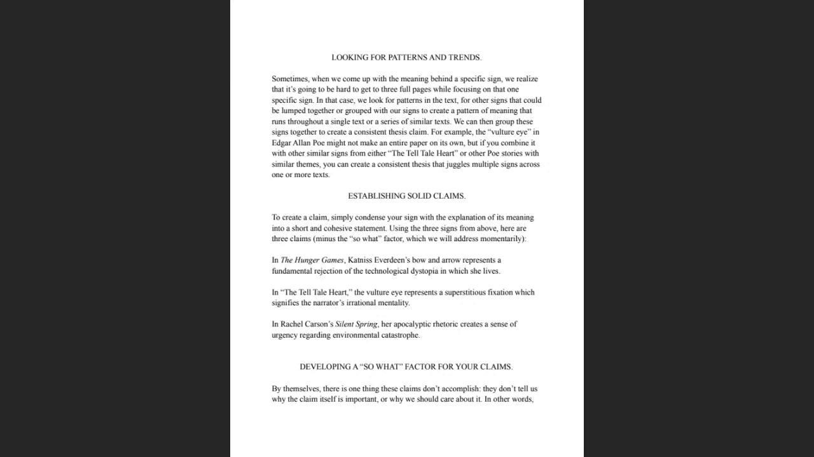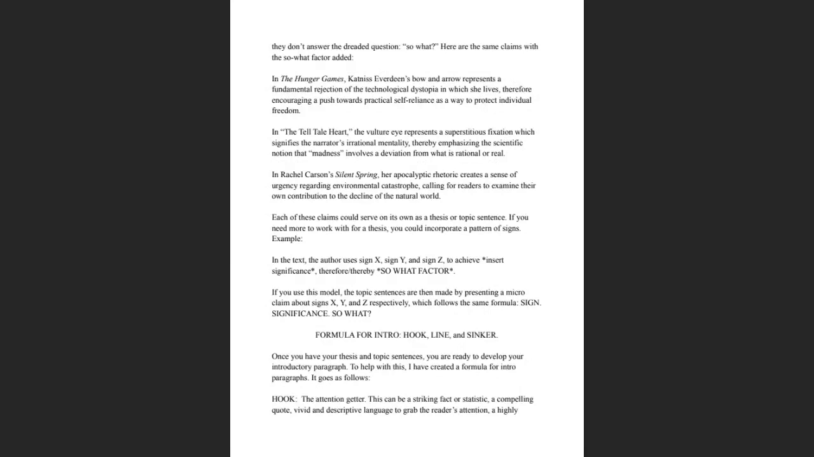The only thing that is missing is the so what factor, so that's what we talk about now. By themselves, there's one thing that these claims do not accomplish. They don't tell us why the claim itself is important or why we should care about it. In other words, they do not answer the dreaded question, so what? Here are the same claims with the so what factor added. So I'm explaining why we should care about the argument that we've made, basically, right? So the bow represents a rejection of the society.